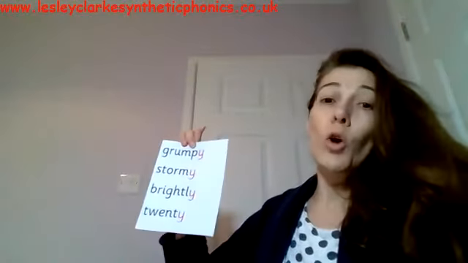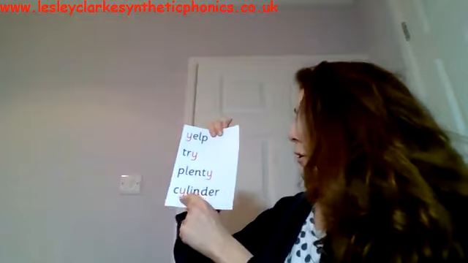So these are all longer words, so the letter Y is most likely to be making an E sound. So we have grump, E, grumpy. Storm, E, stormy. Bright, E, brightly. Twen, T, 20.